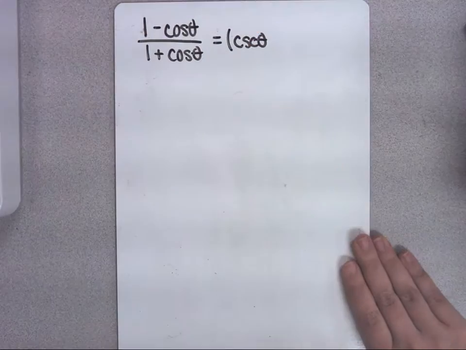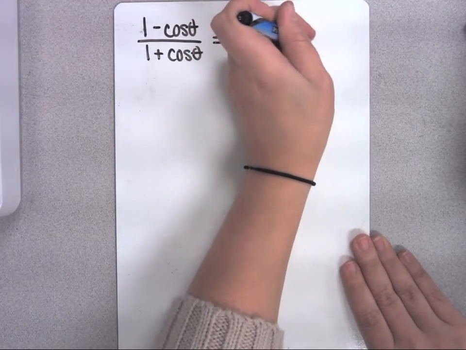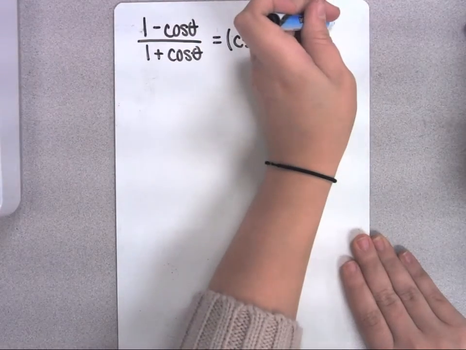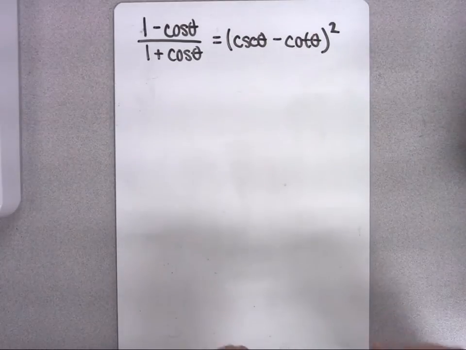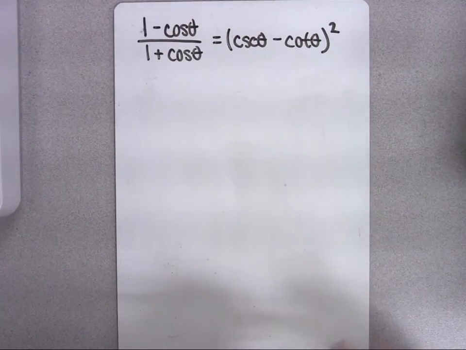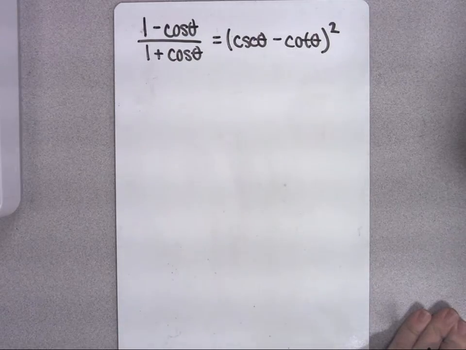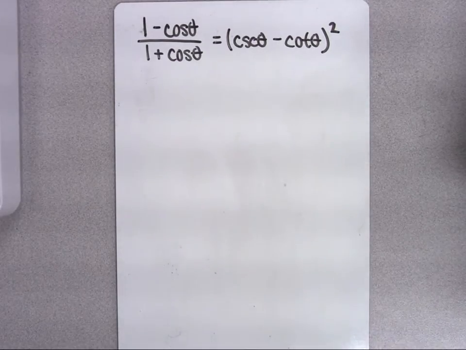Cosecant of theta, this is in parentheses, minus cotangent of theta, close your parentheses, squared. Technically, look at it for a second. Which side looks more complicated? Yeah, so the right technically is more complicated, and yes, Isaac is correct.